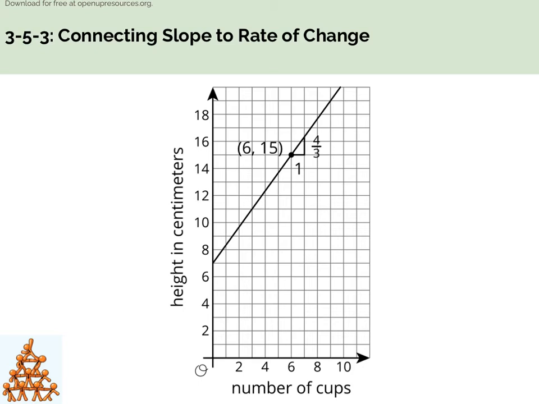So again, if we really narrow into the information and zoom into our graph, we can actually see how here it's 4/3. It's not just 1, it's a little bit more than 1. So 4/3 over 1 is that rate of change. And again, if we label it, it's 4/3 of a centimeter for every cup that is added to the stack.